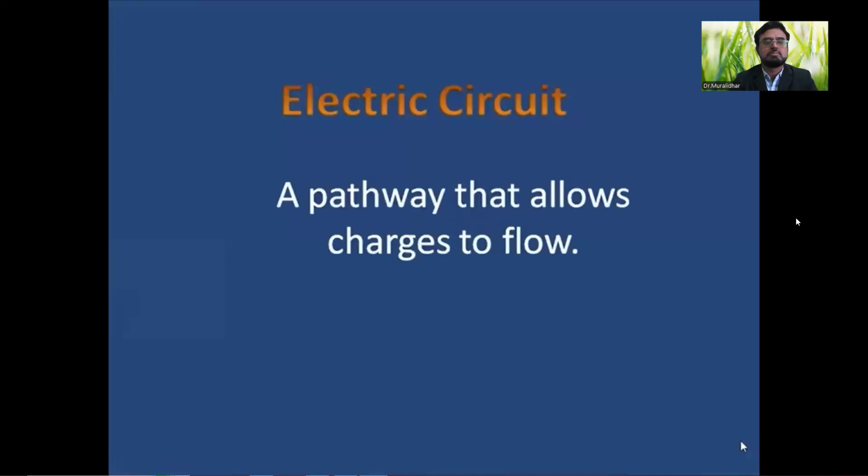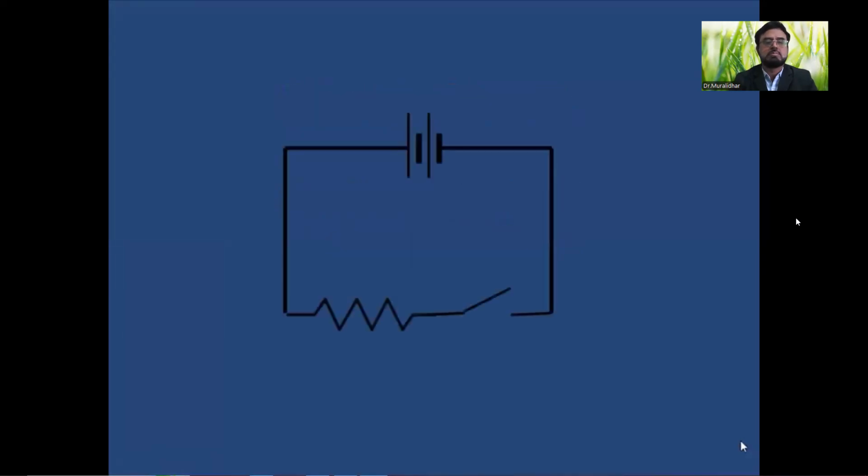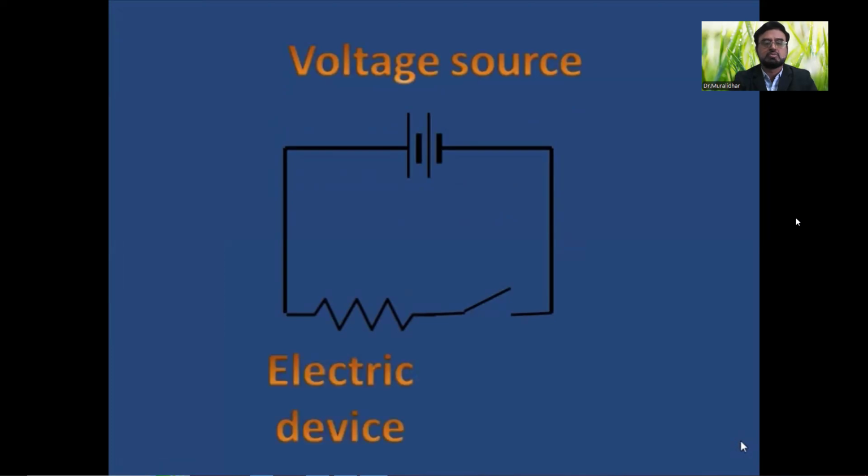There's one more thing we need to do now before we begin to solve electric circuits. We need to define what is an electric circuit and what are the components of a circuit. That's what we'll do in this clip. And then we will begin to solve electric circuits. The electric circuit is a pathway for charges to flow. There are 3 components. You need a power source or a voltage source, some kind of electric device, and a switch. Let's look at each in turn.